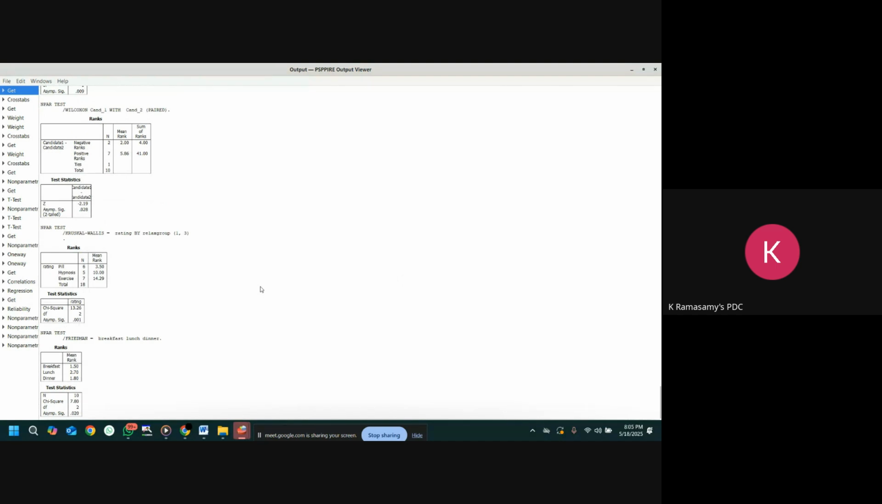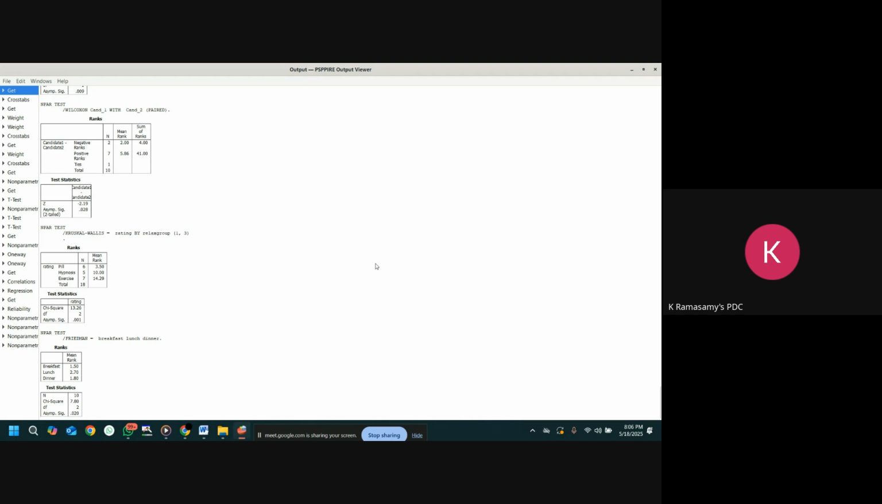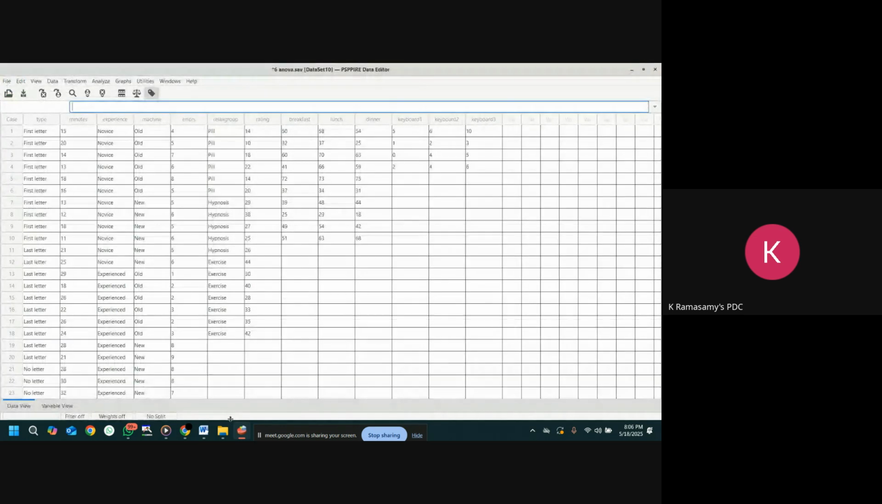You can see the results here. Breakfast rank is only 1.50, lunch 2.70, dinner 1.80. It means that they all felt that lunch is the best, followed by dinner, and the least rank is given to breakfast. But is it significant? See the sig value, 0.020. It is less than 0.05. It means that there is a significant difference between the rating of students on breakfast, lunch, and dinner. Okay, so even when you have more than two levels, you can go for this kind of paired sample t-test. Okay, fine. So this you can conduct.